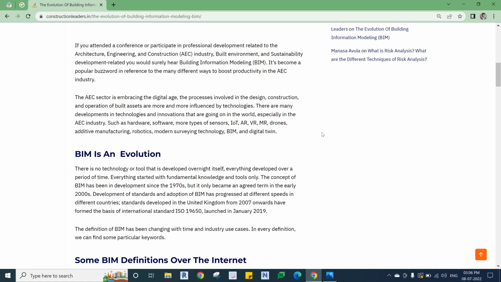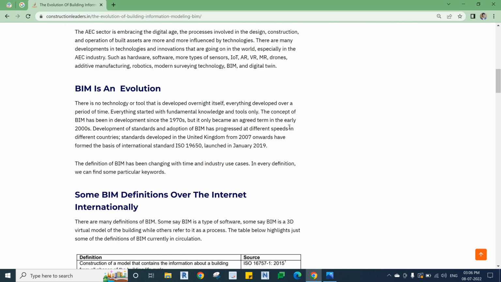And we know there is no technology or innovation which developed overnight. Everything took some time. Like that, BIM also took some time. The concept of BIM was first coined in the 1970s, and then it became somewhat popular during the 2000s. Then the United Kingdom developed the BIM standards and guidelines, that is ISO 19650, and these standards were launched into the market in January 2019.